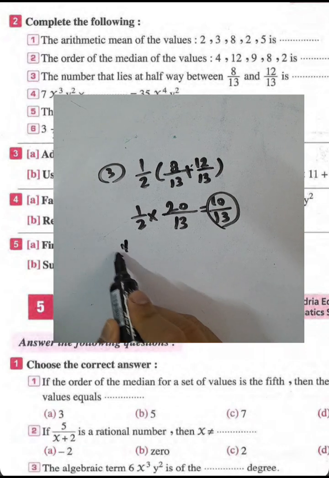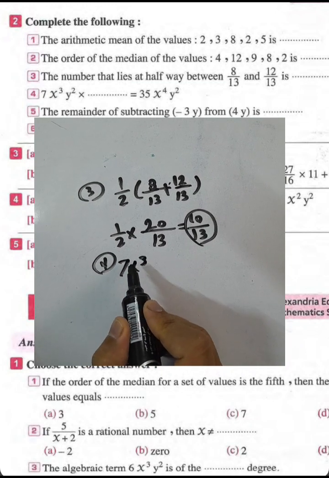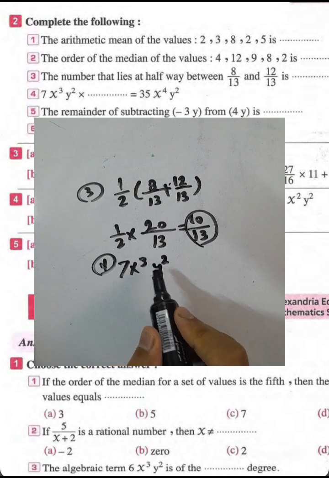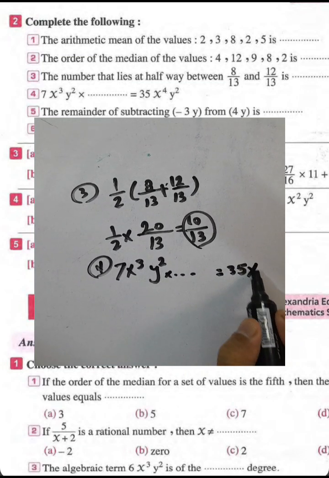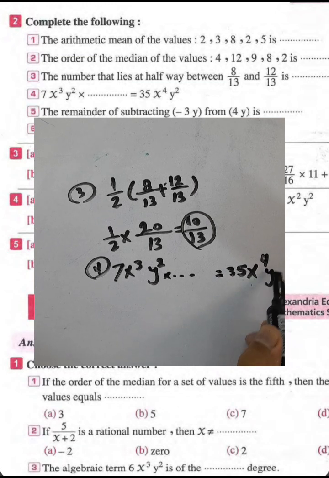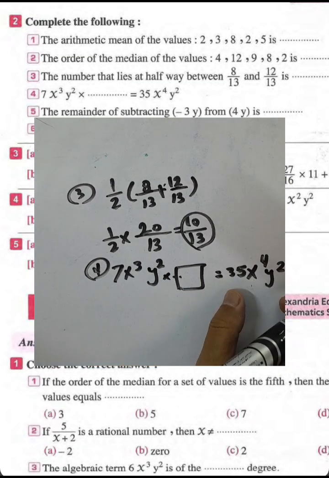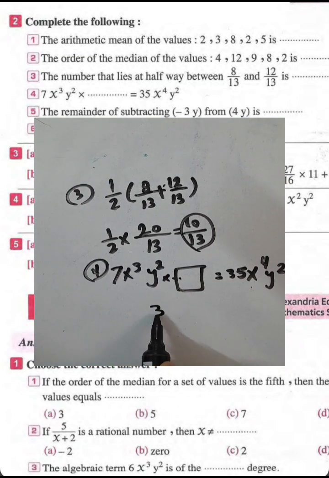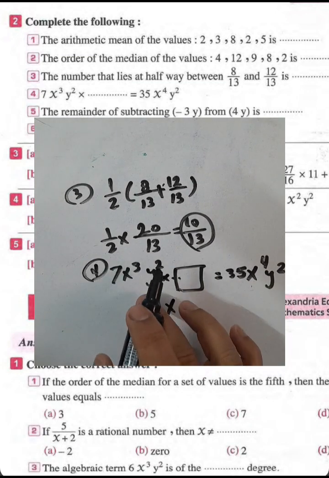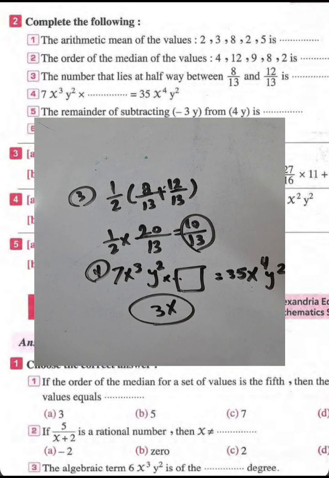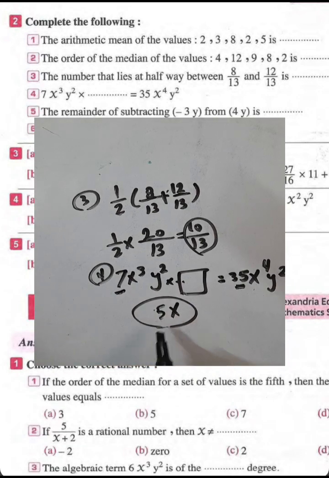Question number 4. 7 x power 3 y power 2 multiplied by what equals 35 x power 4 y power 2. We can find this by using division between the two results. 35 divided by 7 is 5. X power 4 divided by x power 3 is x. Y power 2 divided by y power 2 is 1. Then the result here will be 5x, because 35 divided by 7 is 5.